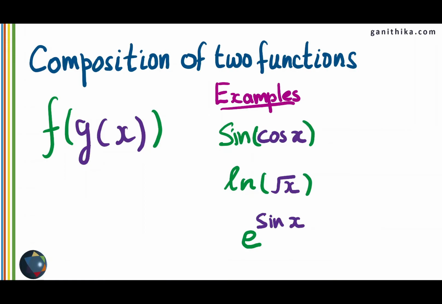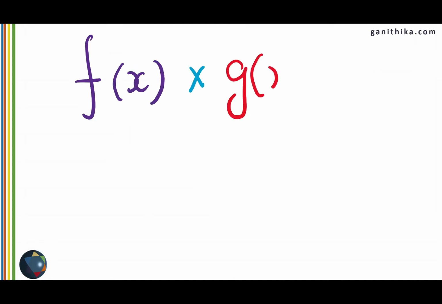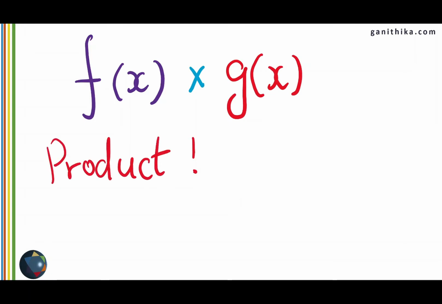Whereas in product form, you will have two distinct functions. F of x will be fully seen and g of x will be fully seen, and you will have two different functions which are multiplied with each other. Let's go a little further into product of two functions. F of x multiplied by g of x. Two distinct functions multiplied with each other. This is a product function.